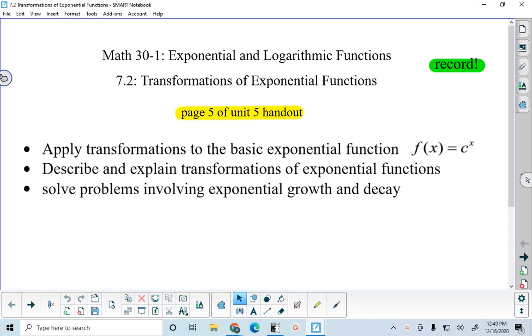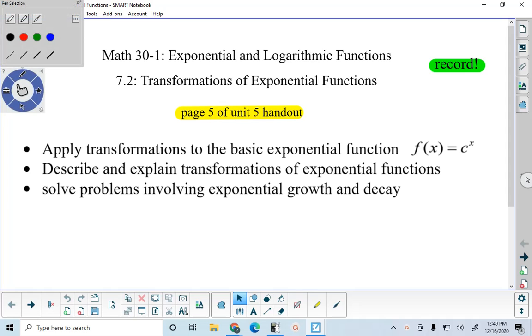And what this lesson deals with is transformations of exponential functions. I feel almost as a teacher as though I'm getting bored about talking about transformations of functions. Because what we're going to be looking at today, among other things, is how do you transform this function f of x equals c to the x? And the fact of the matter is, you know how to transform it.